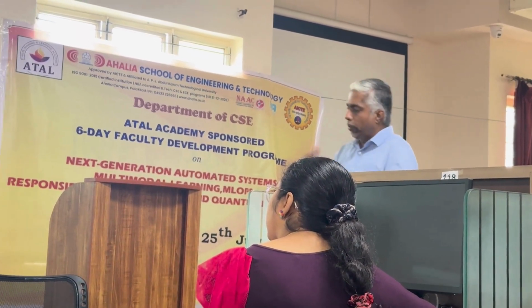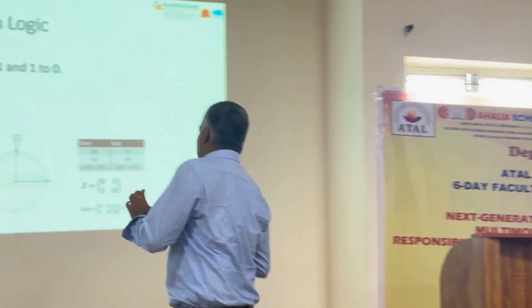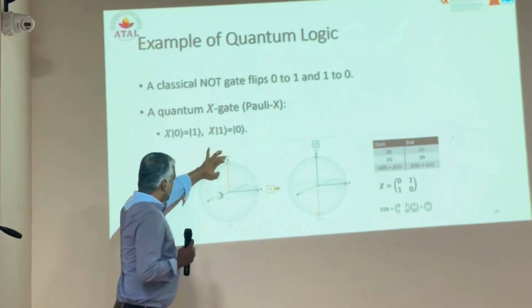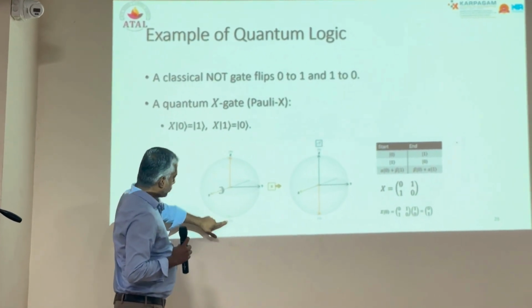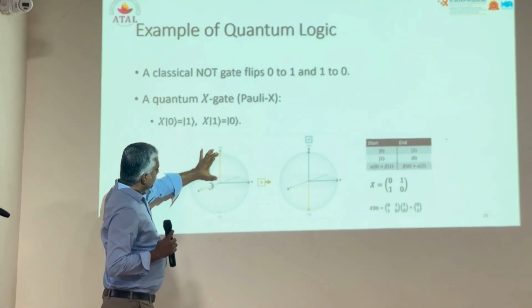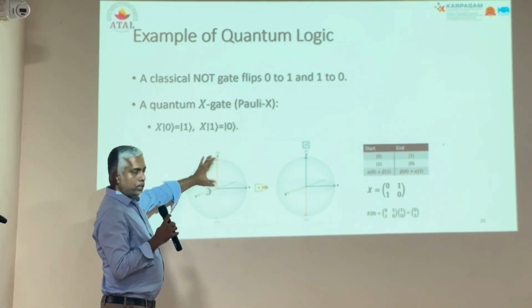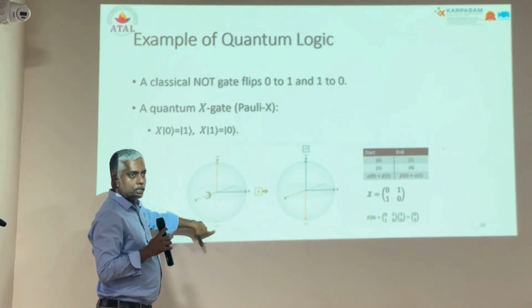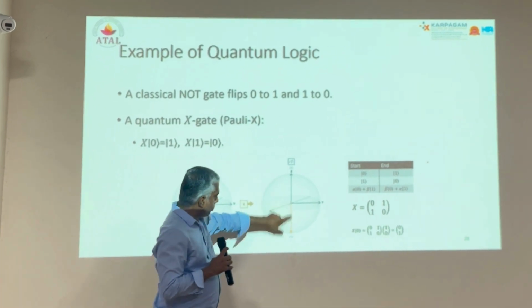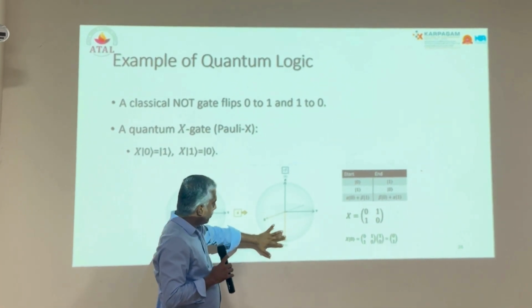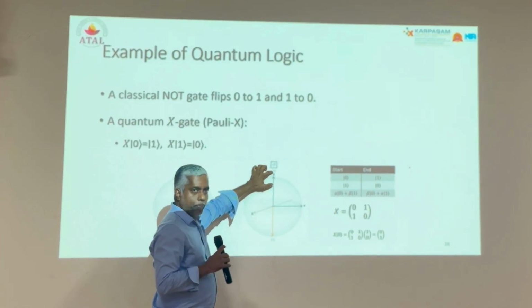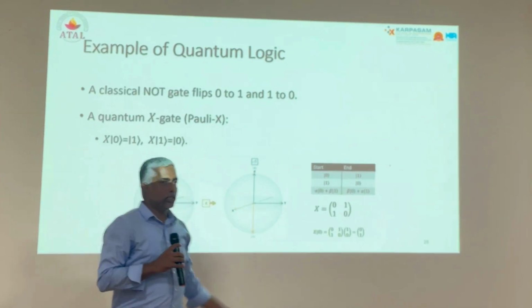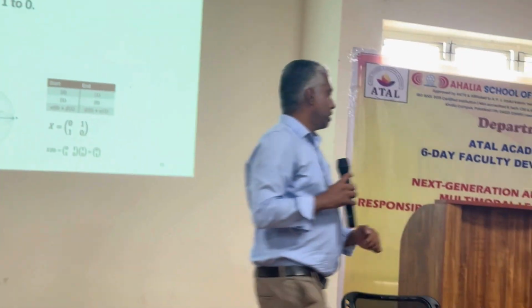Flipping means, for example, we have a 0 state and a 1 state here. Consider this is the 0 state and this is the 1 state. Flipping means this vector will come down. Consider you have the 1 state. If you perform the Pauli X gate, this vector will come up. This is the quantum NOT gate.